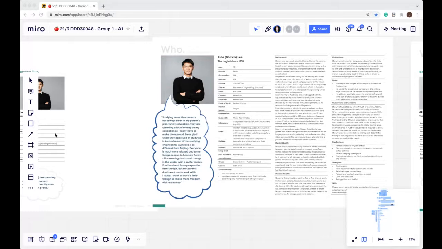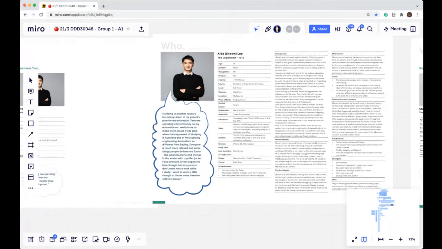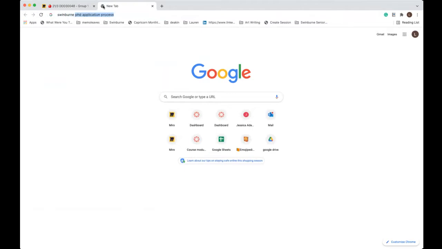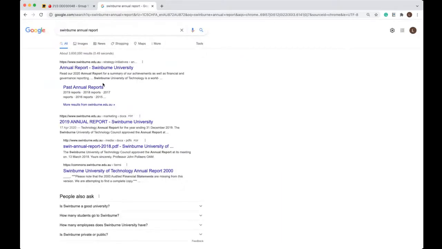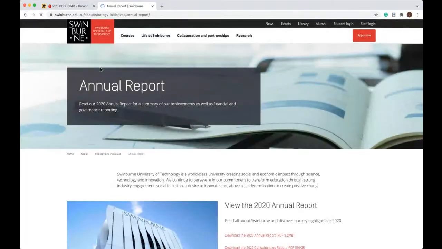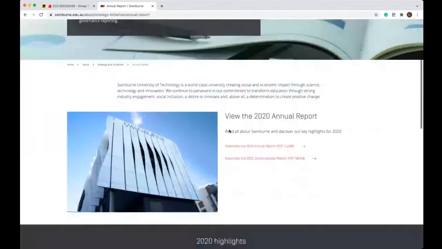You find all of that information in the Swinburne annual report, I'm pretty sure. (2020), yeah. So this student won't have got the 2021. She'll have different statistics. So you can just download it there.